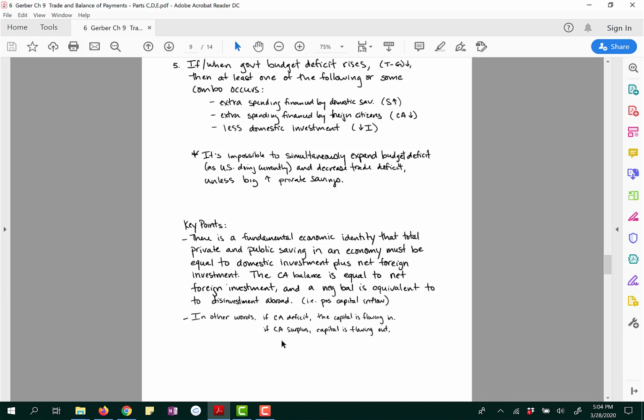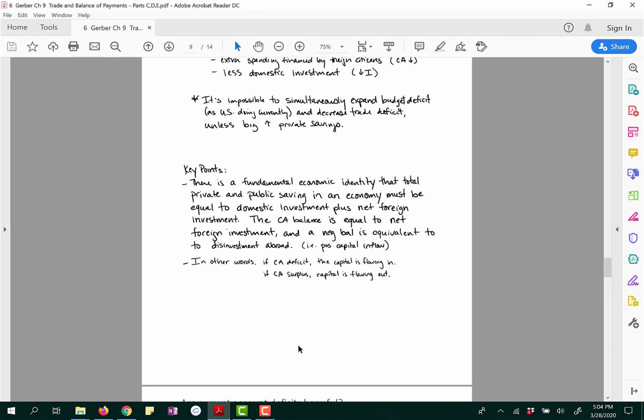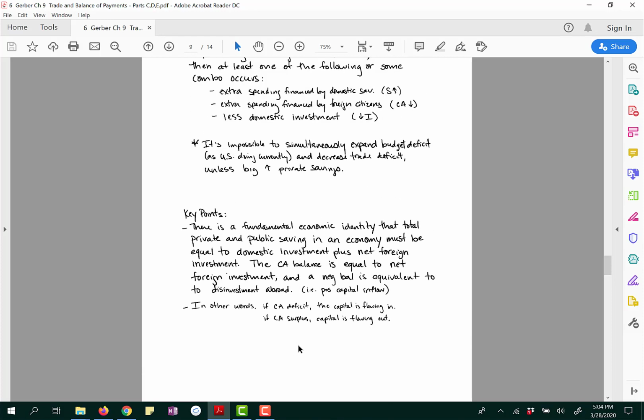All right, so if the current account is in deficit, capital is flowing in. If the current account is in surplus, capital is flowing out.